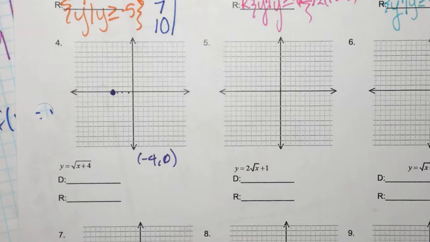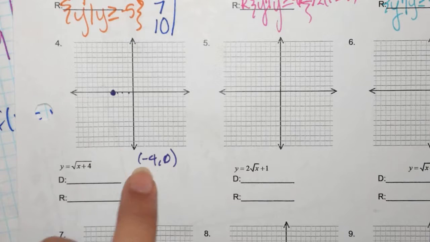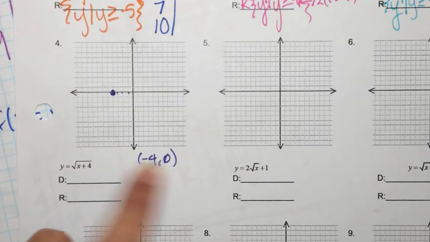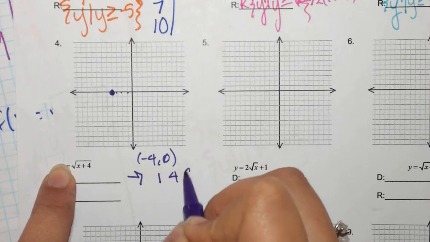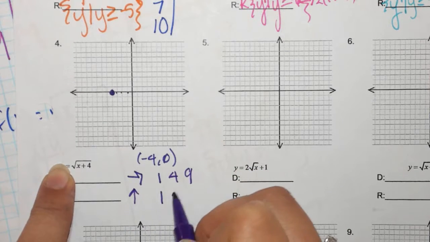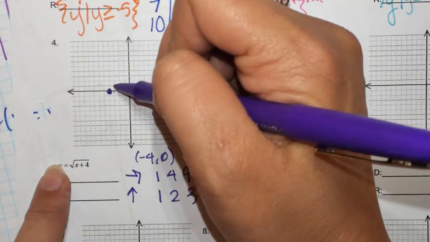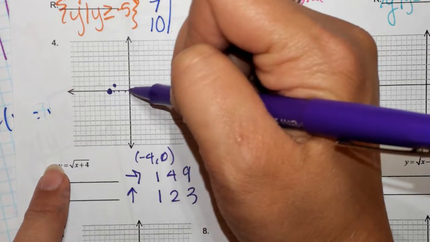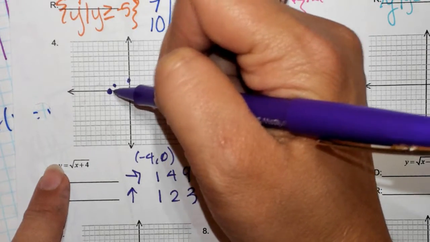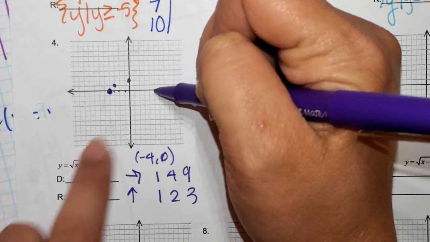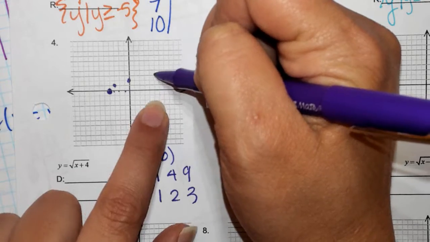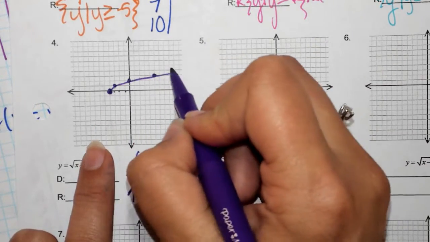All right. Sorry, guys. Okay, so your vertex is -4, 0, and then you don't have a number out front. So you go right 1, 4, 9, and you go up 1, 2, 3. So you go right 1, up 1, right 1, 2, 3, 4, up 2, right 9, up 1, 2, 3. And then you connect your dots, and boom.